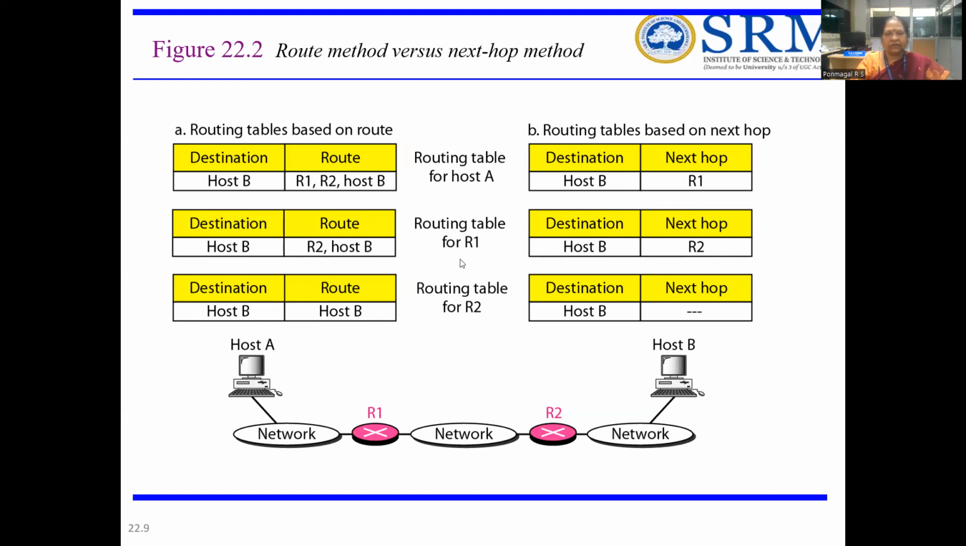Routing table for router R1: destination is host B, and the route it will take is from R2 to host B. Based on next hop, from router R1, destination is host B, next hop will be R2. The routing table for R2 based on route: destination is B, route is host B. Based on next hop for R2, destination is host B, there is no next hop. Directly it will go to host B.